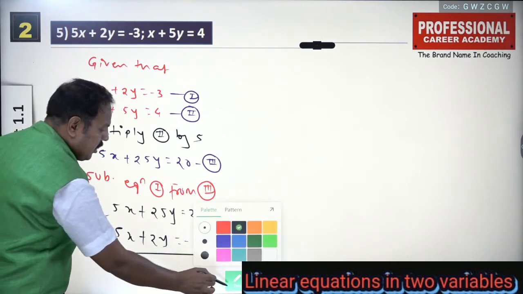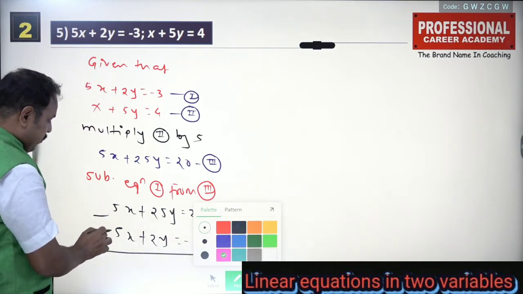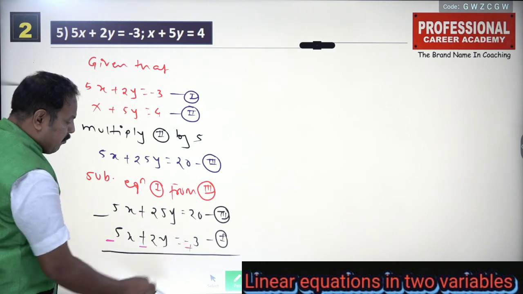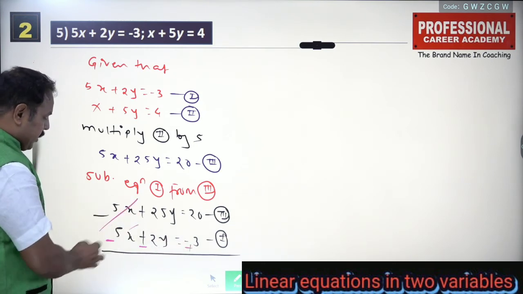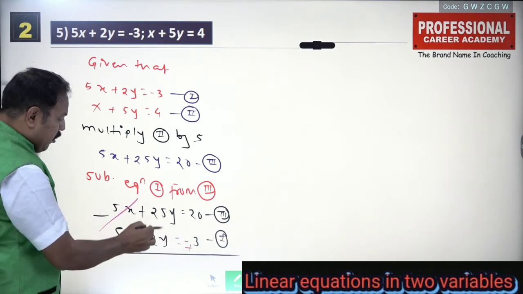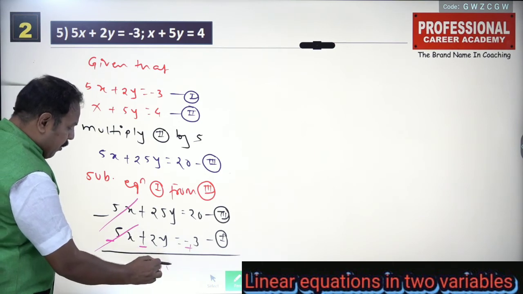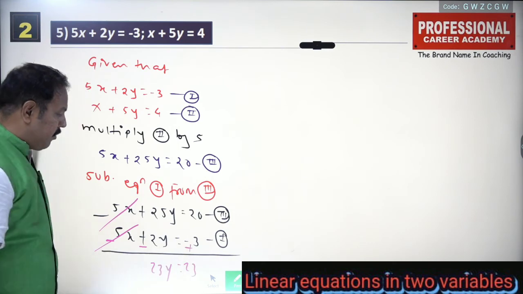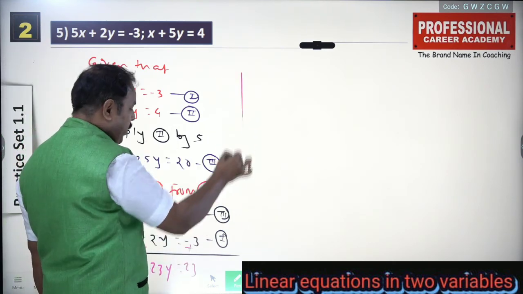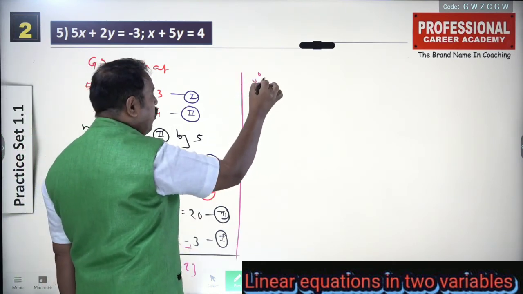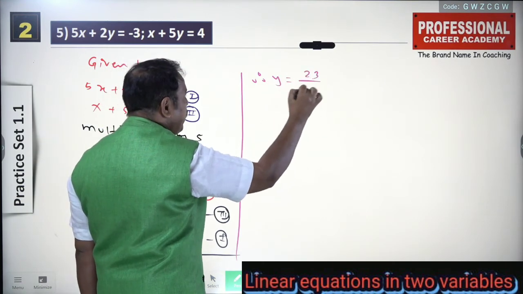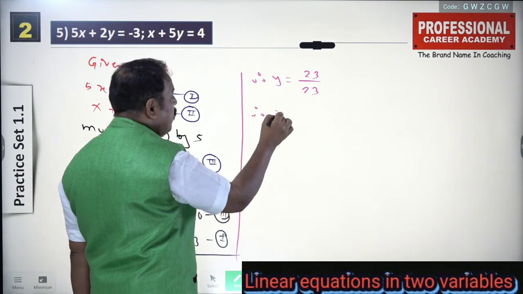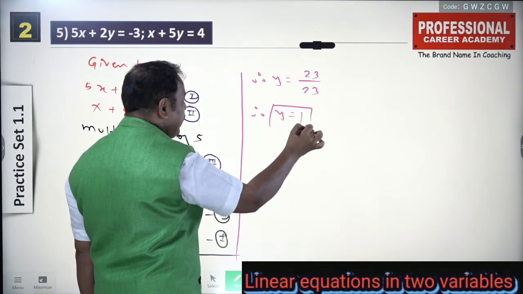Subtraction means there is a change in sign. Plus becomes minus, minus becomes plus. So 5x and 5x get cancelled. 25y minus 2y means 23y is equal to 20 plus 3, which is 23. So therefore y is equal to 23 upon 23. So y is equal to 1. We got the first value.